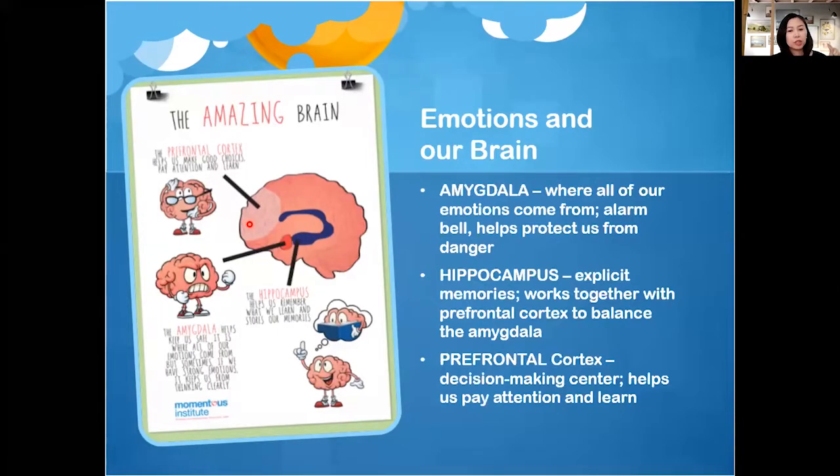The prefrontal cortex is the decision-making center of our brain, okay? It helps us to pay attention, and it's that part of our brain that helps us do problem solving. Okay, so prefrontal cortex.